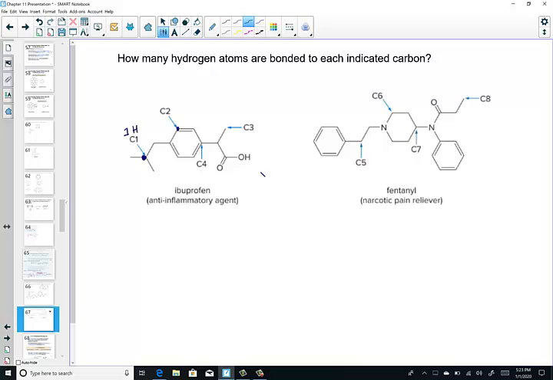Carbon 2, let me just put a dot where it's pointing at. Carbon 2 has 1, 2, 3 bonds already. So it would require 1 more hydrogen. 1 hydrogen. Same answer for carbon 4. It's different. 1, 2, 3, 4 bonds already for carbon 4, so 0 hydrogens. It has 4 bonds already. But I missed this guy. 1, 2, 3 required, so 3 hydrogens on the letter C, carbon 3.